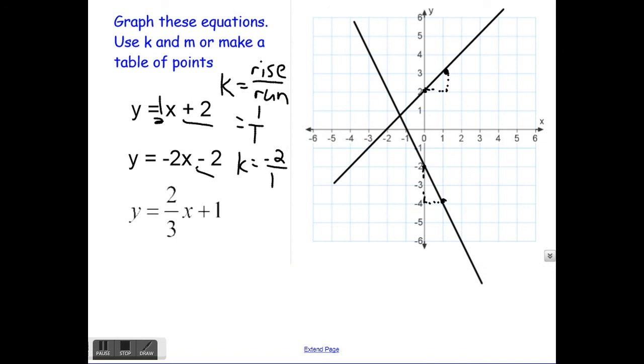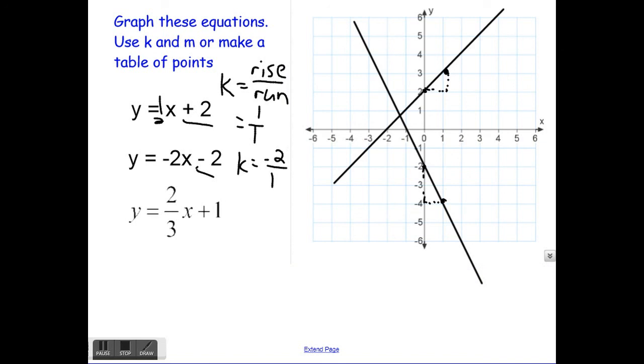So once you get used to that, graphing lines, at least linear equations like this, becomes a very simple task. Just put one point, count up or down so many over a couple, draw another, connect the line. No table of values, none of that. So try this last one. So y equals 2 over 3x plus 1.